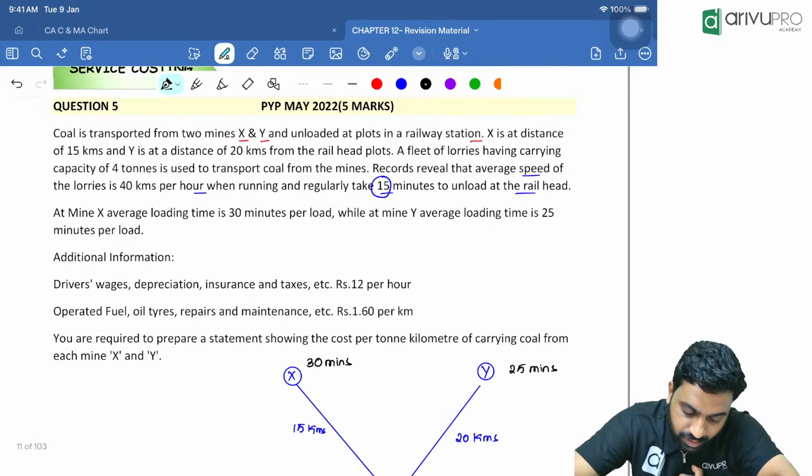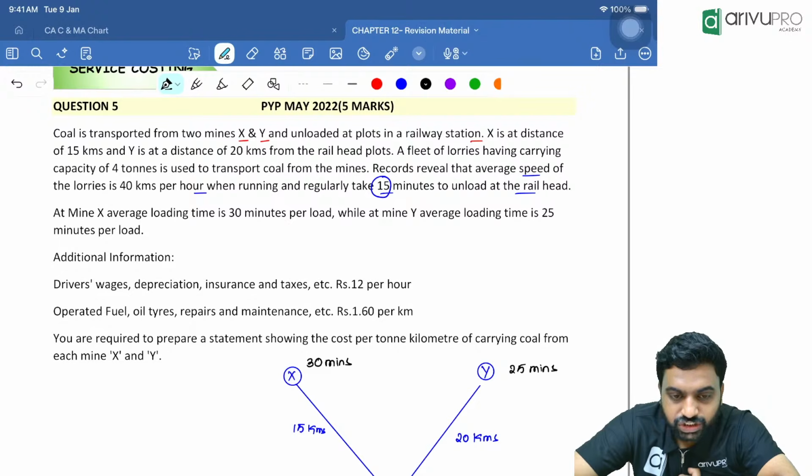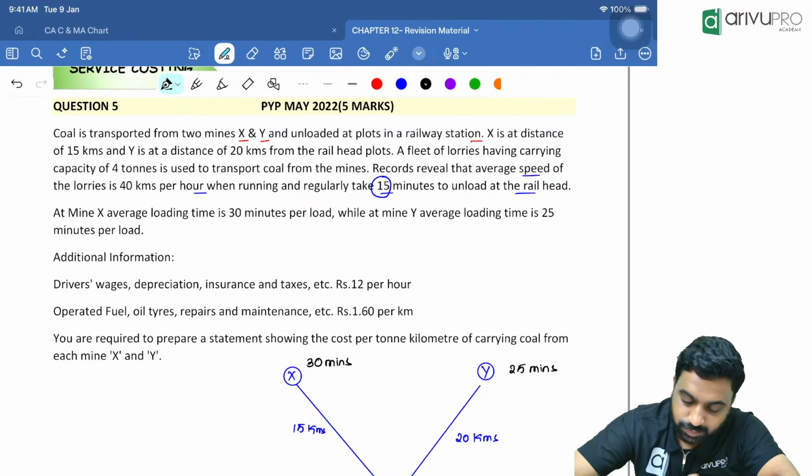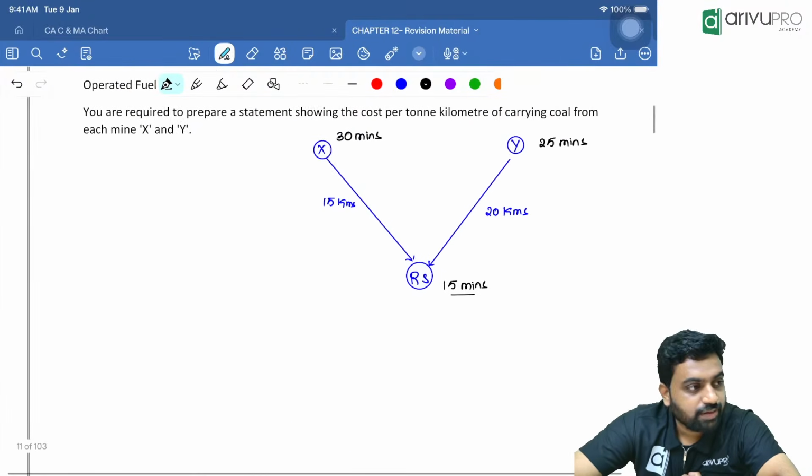Additional information: driver's wages, depreciation, insurance and taxes, etc., is 12 per hour. So we want to know how many hours the total trip is going to take, not from one side to one side. Go from X to the rail plot, come back to the rail plot, together we are taking. And operating fuel, oil, tire, etc., is 1.6 per kilometer.